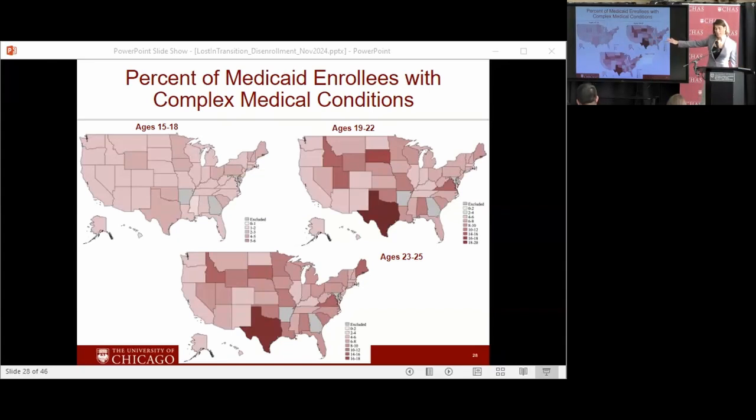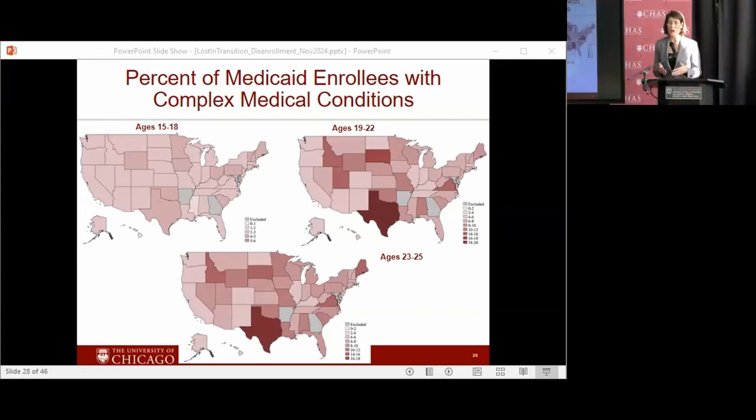At ages 15 to 18, there's a lower prevalence across basically all states in people who have complex medical conditions compared with ages 23 to 25. So at ages 15 to 19, the highest prevalence is about 6%, but at ages 23 to 25, Texas, for example, enrolls about 18% of the population in Medicaid between the ages of 23 and 25 with a complex medical condition, which, given that this is like 4% of the population overall, is actually kind of amazing that it's that high in the Texas Medicaid program.